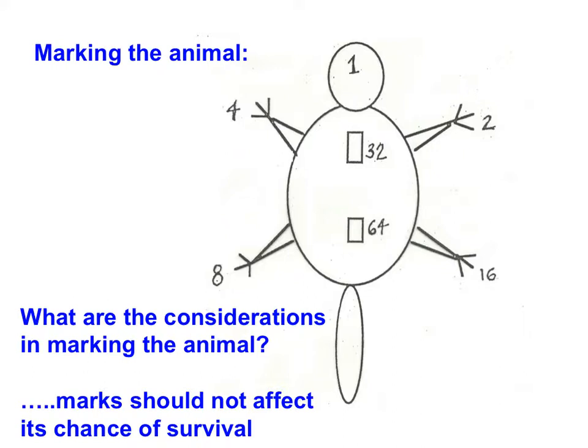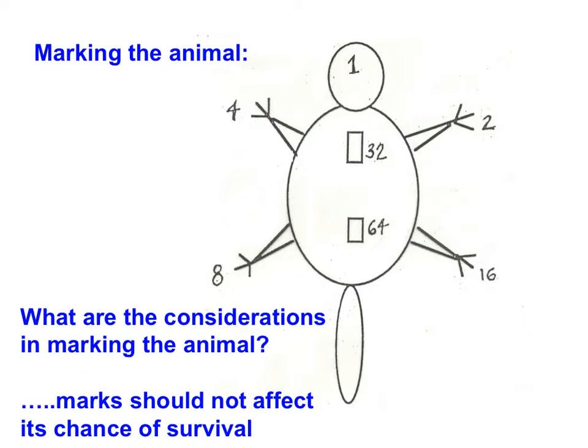A strategy for numbering captured animals can be seen here. A mark here is animal 1. A mark here is animal 2. A mark here is animal 4. But a mark here and here is animal 3. A mark here and here is animal 5. A mark here and here is animal 6, and so on.